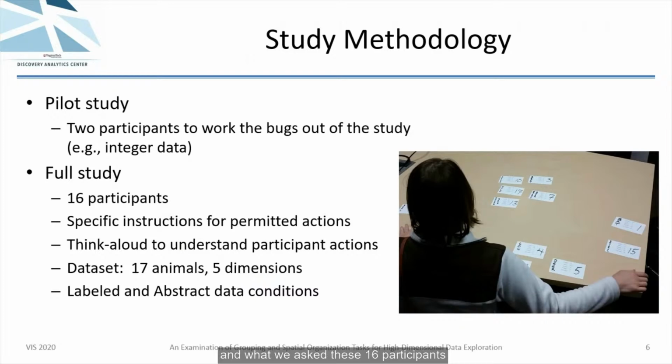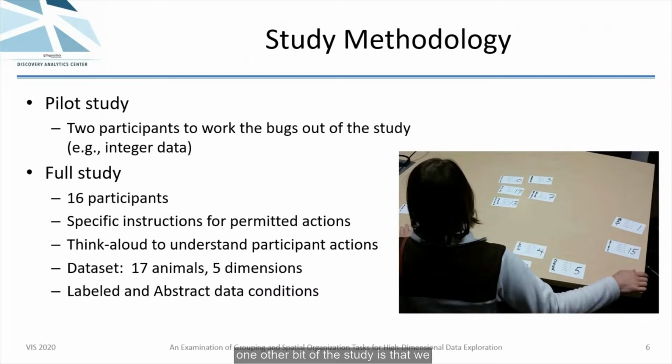And what we asked these 16 participants to do was to take a stack of 17 index cards, each of which represented an animal. Each index card had 5 different dimensions on it describing the animal, and we asked them to organize the space given the data that they had on hand. And in particular, we asked them to only try to use these grouping and spatial interactions, to only say, I am putting this animal in this group, or I am positioning this animal this location from this other animal, from this other group, and to use a think aloud process so that we could understand their actions.